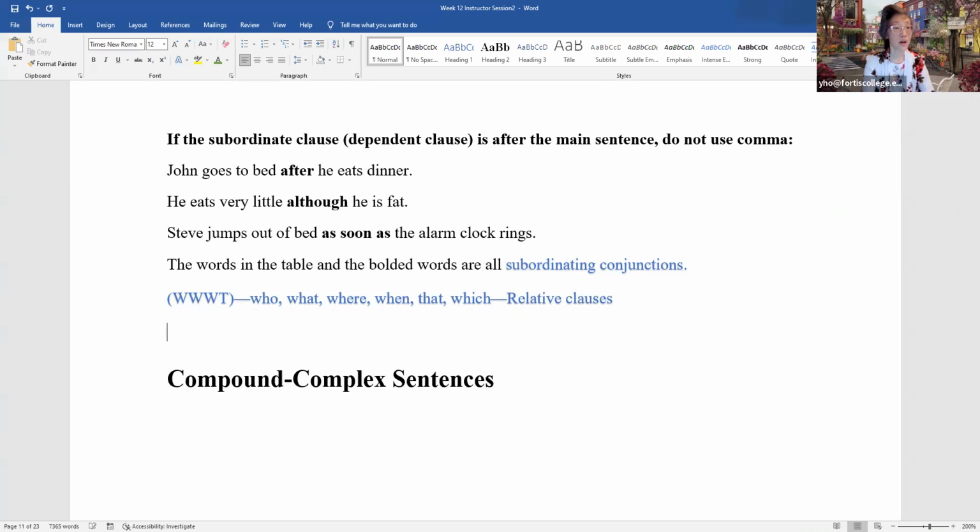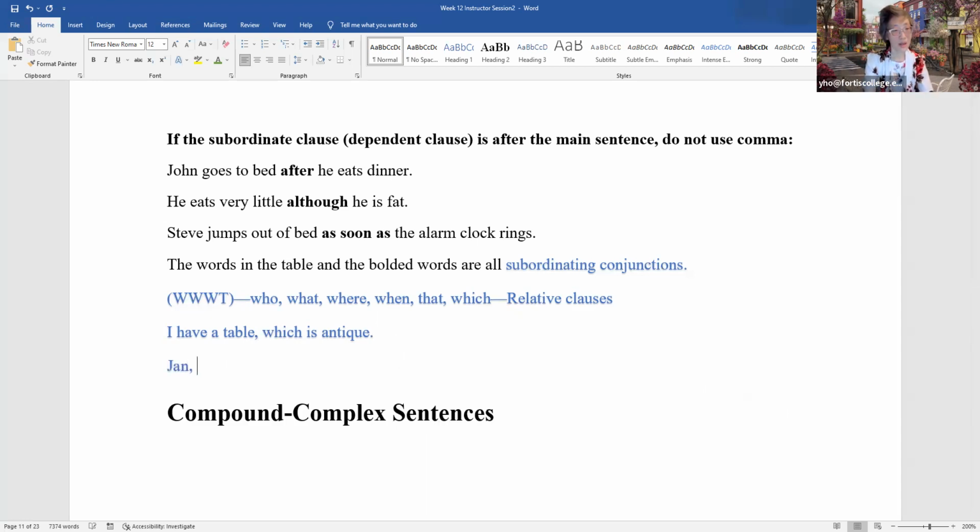So when you have relative clauses, I would say, I have a table which is antique. And so here you would put in 1 comma. Remember that one? The WW, the week we did AAWWUUBIS and WWT. And then also if this comes in the beginning of a sentence, Jan, who is French, lives in Paris. And if the who comes in the beginning of the sentence, then you need 2 commas. If it comes at the end of the sentence, you need 1 comma.